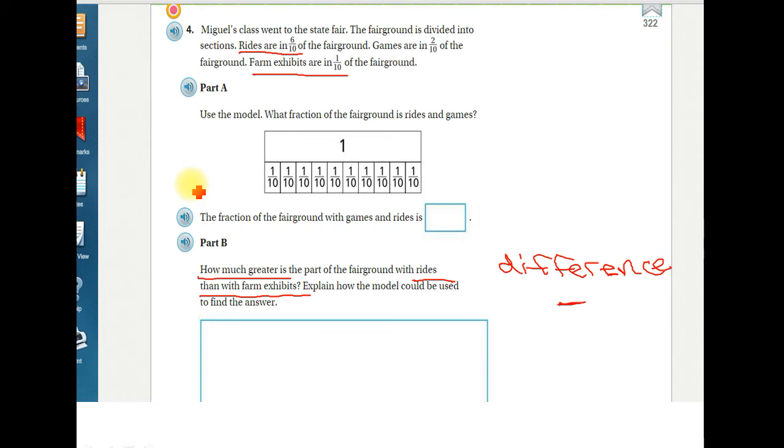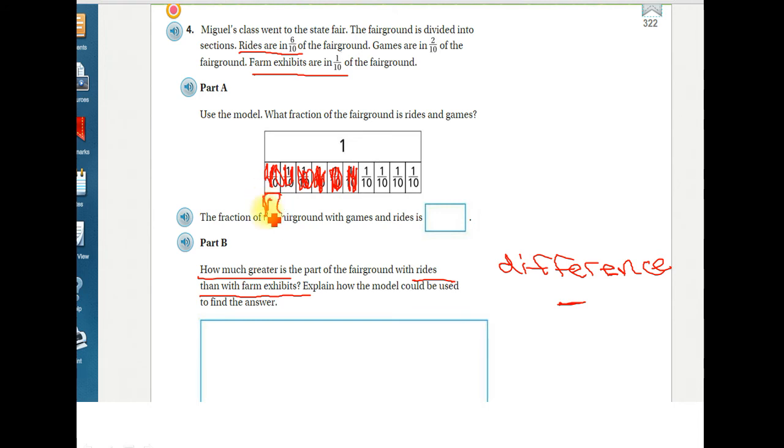Okay, so we have the fairground rides. The rides is 6/10, so that would be 1, 2, 3, 4, 5, 6/10. And the farm exhibits would be, I'm going to draw a 1/10 box below here because I'm not adding to this that I've already done. I'm just comparing. I'm trying to put them next to each other, kind of like when you compare your height with another student, you stand next to each other.